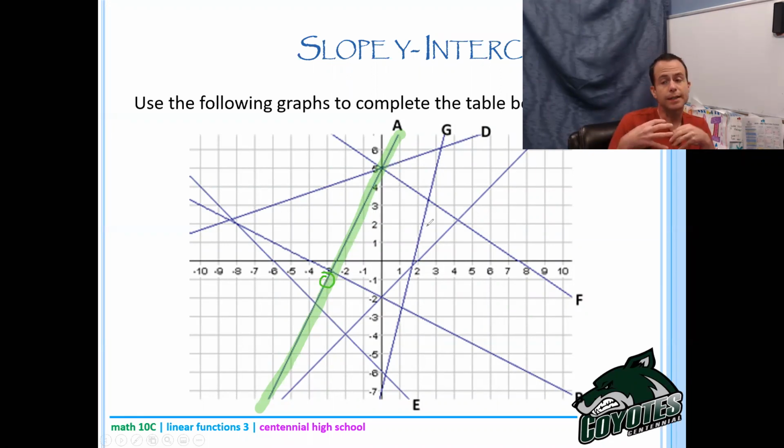Now, in the table I provided you, I've already given you the equation of this line. And what we want to do is we want to write down all the slopes and the y-intercepts, and we want to compare the slopes and the y-intercepts to what the equation of the line is. So what I'd like you to do first is fill in the table yourself, okay? So find all the slopes and find all the y-intercepts for each one.